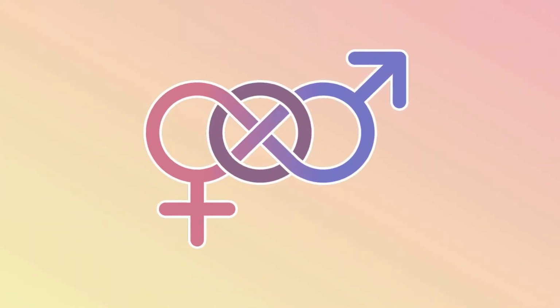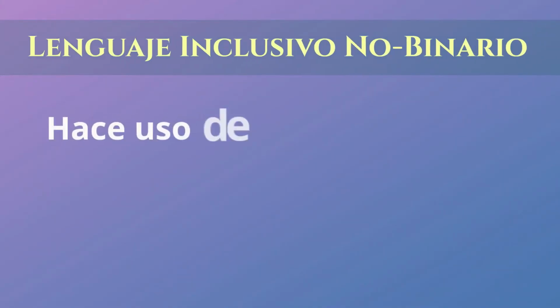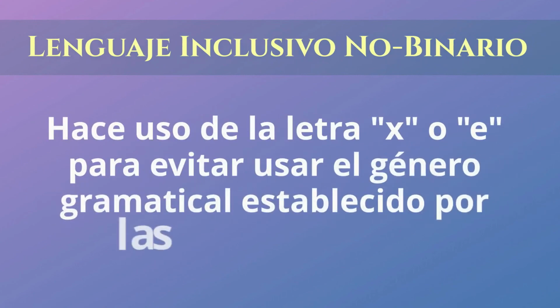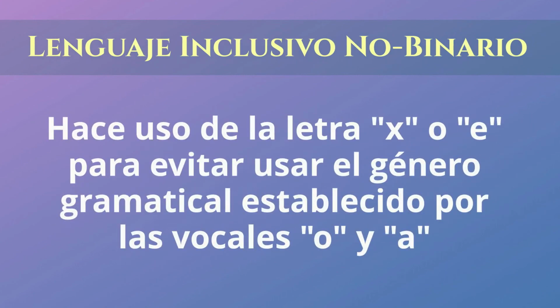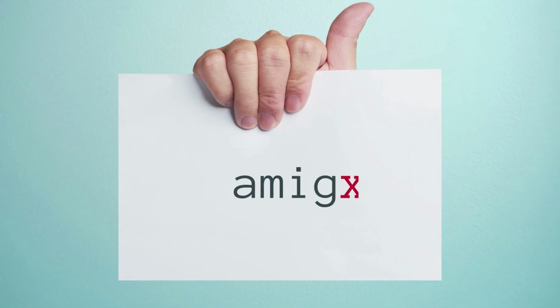One of the aspects that has touched a nerve the most is the recommendation to use inclusive non-binary language, meaning language that doesn't exclusively categorize as male or female, using the letter X or I to avoid using the grammatical gender established by the vowels, or O in the case of masculine and A in the case of feminine. So the suggestion is to write amigues with an X instead of amigos or amigas, niñe instead of niño or niña, lis instead of los or las, etc.